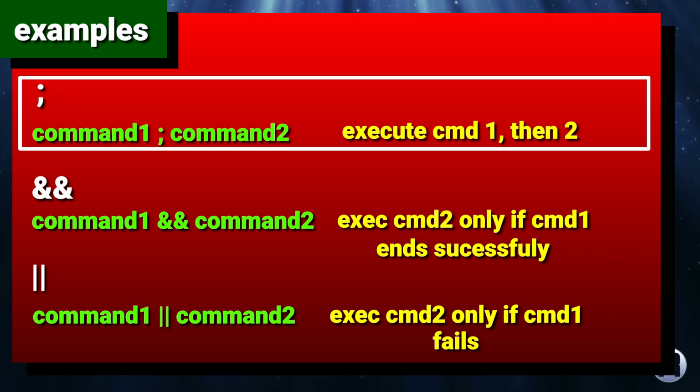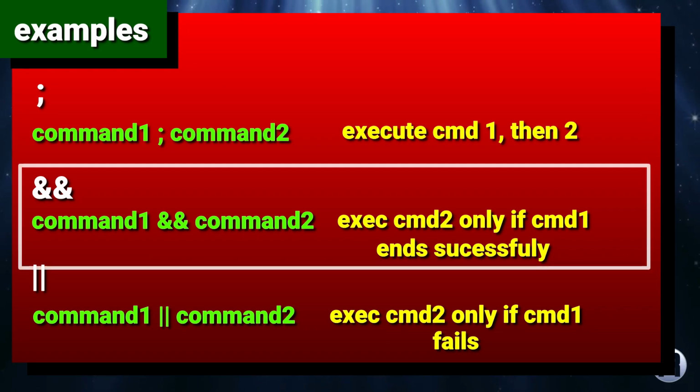The first way is using a semicolon, and you run commands serially, like command 1, semicolon, command 2. I mean, execute the first command and then execute the second command. There are no conditions as to if it's successful or not. You just execute one, and whether it fails or succeeds, you then execute the second one.